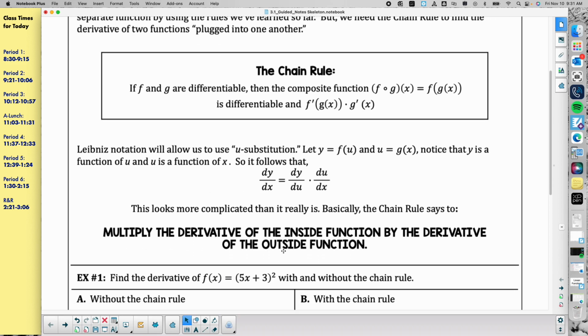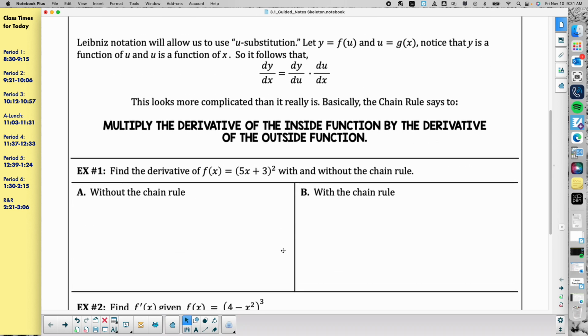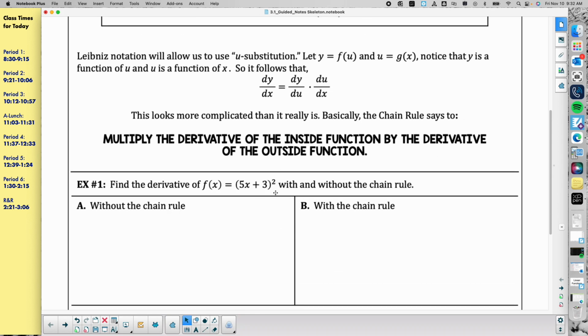So we're going to do this example 2 different ways. 5x plus 3 squared is actually a composite function. Like I said, we've done ones like that a bunch of times before, but something that's relatively simple like that can be done 2 ways. So if we don't use the chain rule, we can FOIL it out.